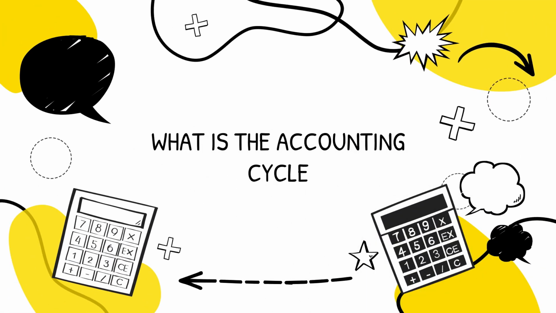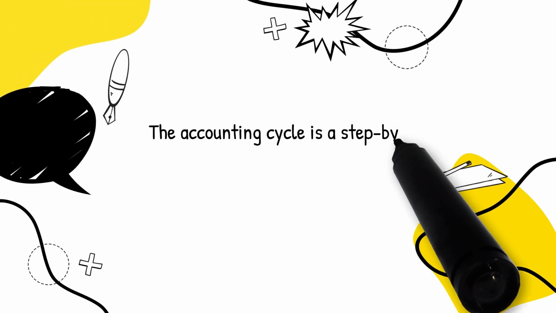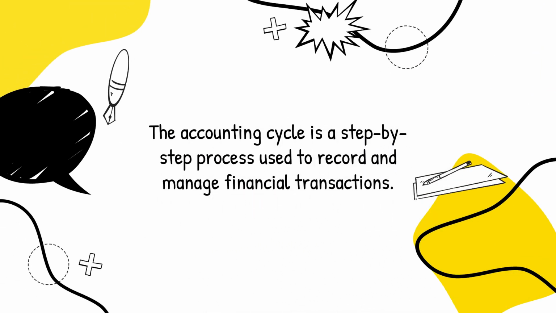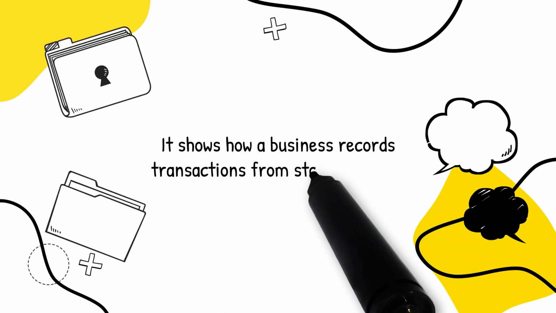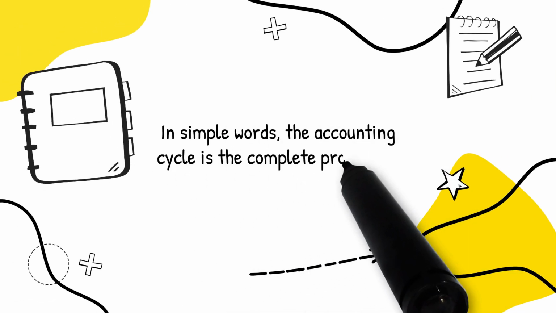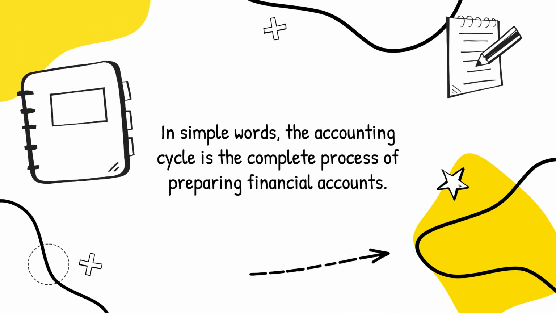What is the accounting cycle? The accounting cycle is a step-by-step process used to record and manage financial transactions. It shows how a business records transactions from start to finish. In simple words, the accounting cycle is the complete process of preparing financial accounts.